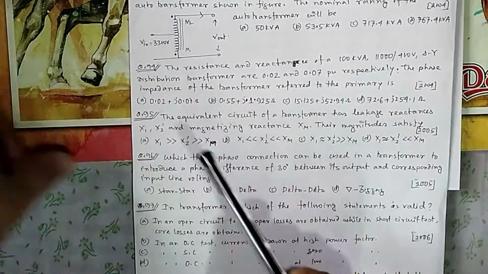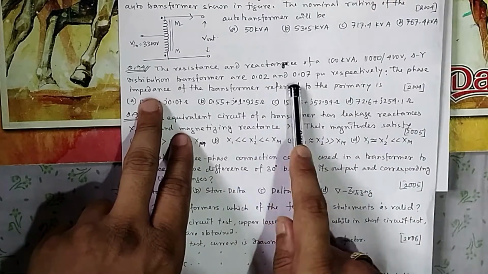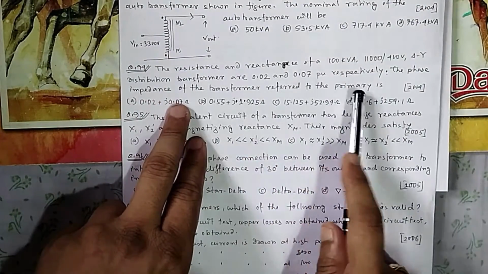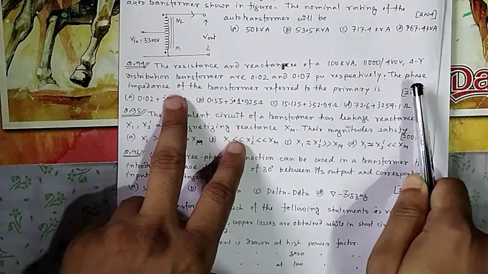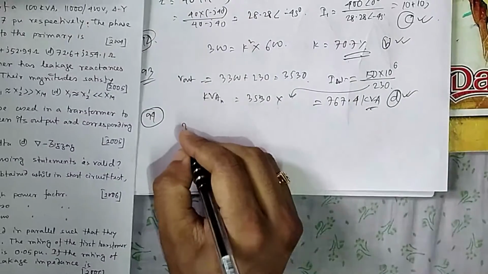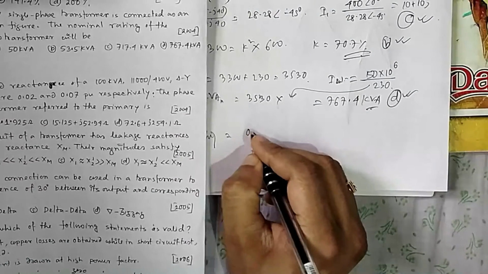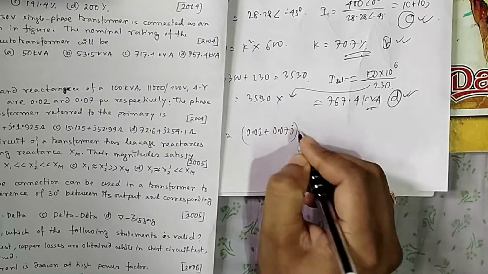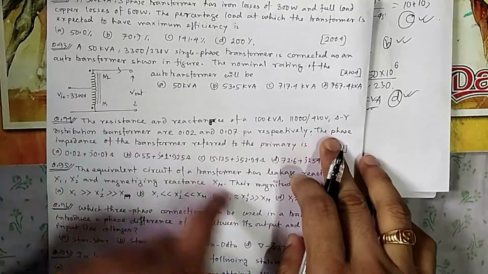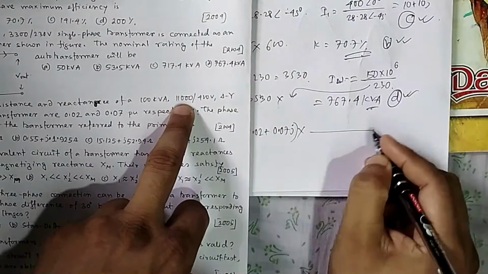Now if you come to question number 94, the resistance and reactance of this star to delta distribution transformer is this one. The phase impedance of the transformer referred to primary, if you are referring to primary. Again, phase impedance, you have to be very careful. So impedance per unit phase I am writing. All the bases should be per phase. So this is your per unit, multiplied by base. What is its base? You are referring to which side? Primary. Primary is delta, so whatever phase voltage, that will be your line voltage.